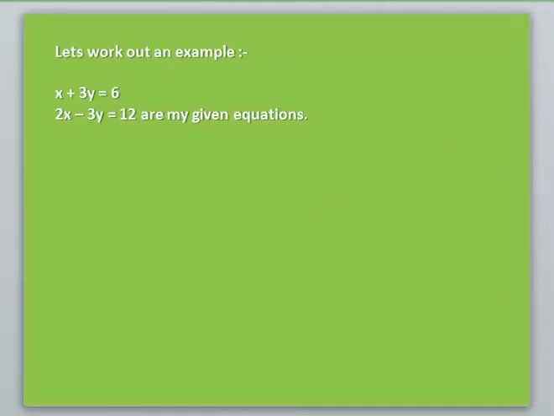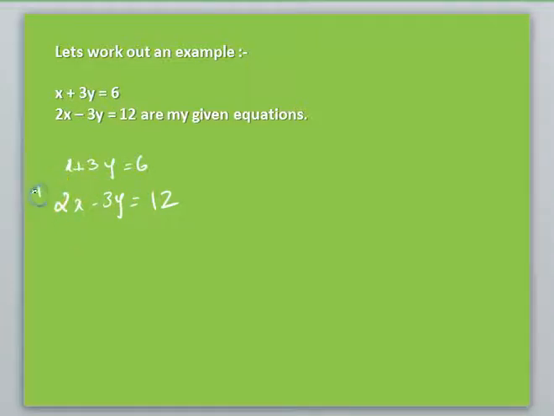Let's work out an example for better understanding. We have been given the equations x plus 3y is equal to 6 and 2x minus 3y is equal to 12. So how do I solve them? I solve them with the elimination method. My 3y here and 3y here are resembling something.